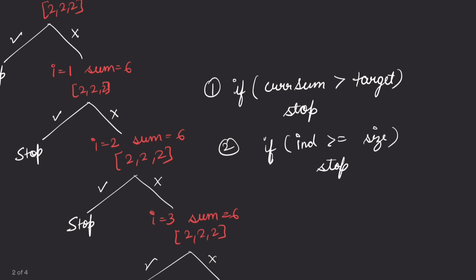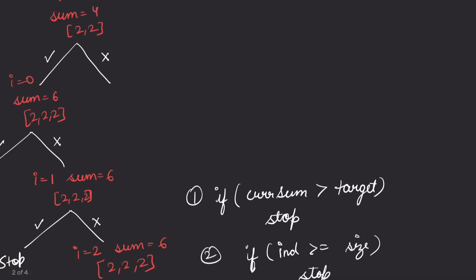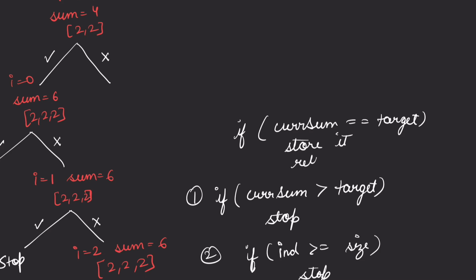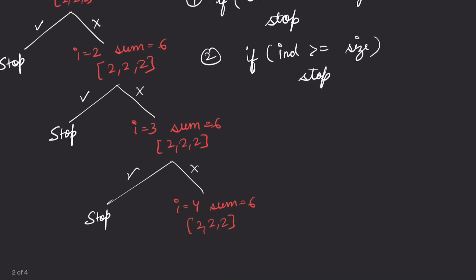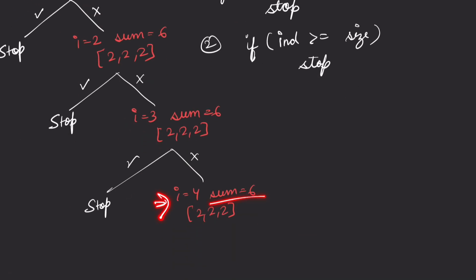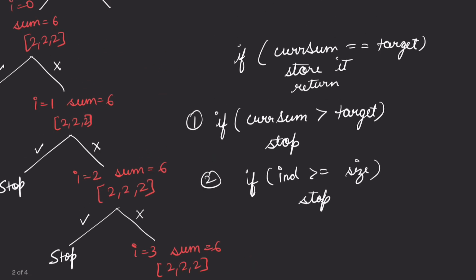Now in our code, before these two base conditions, we will check if our current sum is equal to the target, right? Then we will store it somewhere and return from here itself. So if in any case you are at index 4 and your sum is equal to the target, then this condition will be true. You will be able to store it and you will return from here itself, right? So in that case it won't come here. That's why we are only checking that if the index is greater than or equal to size, then stop, because current sum equal to target sum we have already checked before this condition, right?